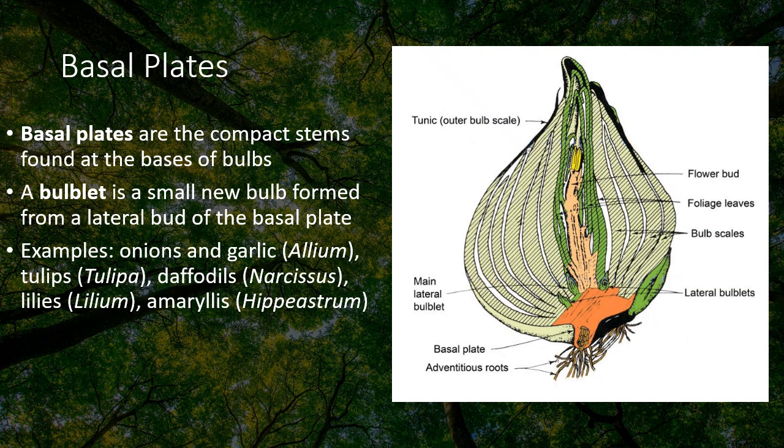In the case of garlic, it produces mostly lateral bulblets. It doesn't really have a primary bulb, and we call those cloves. The cloves of garlic are all little bulblets.